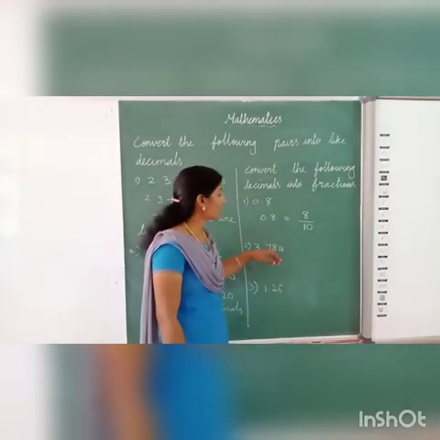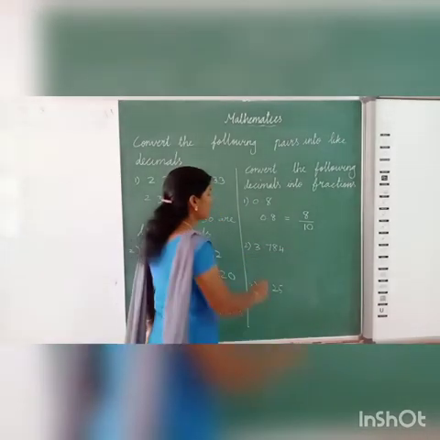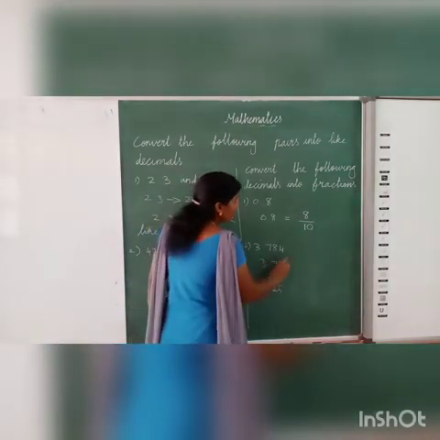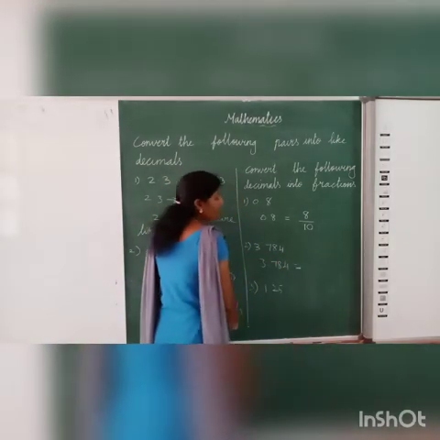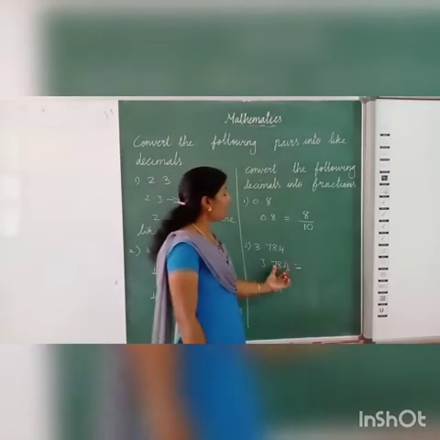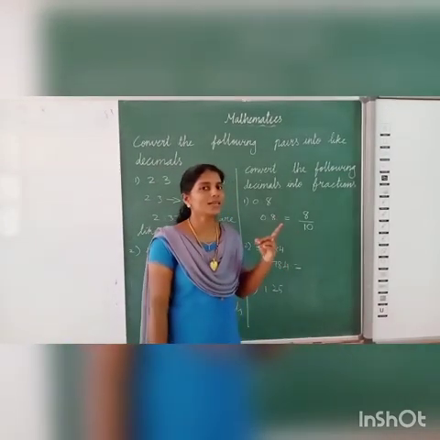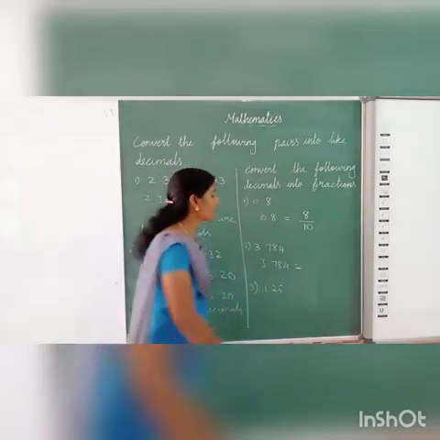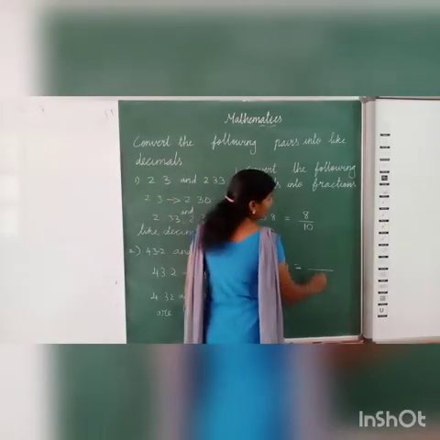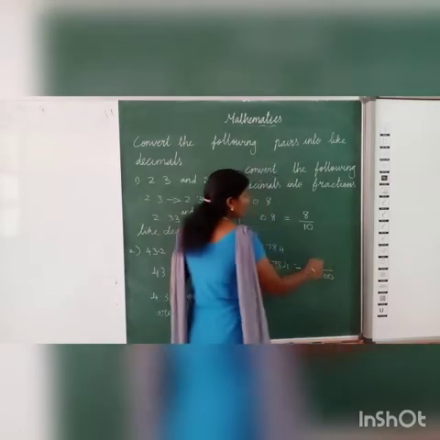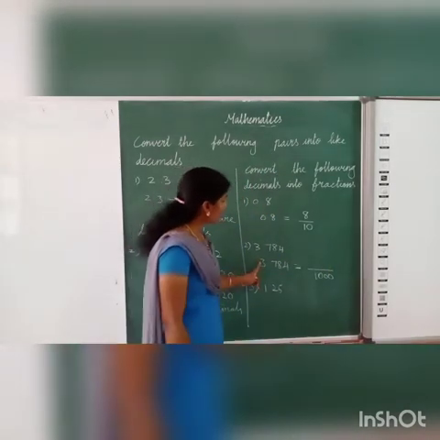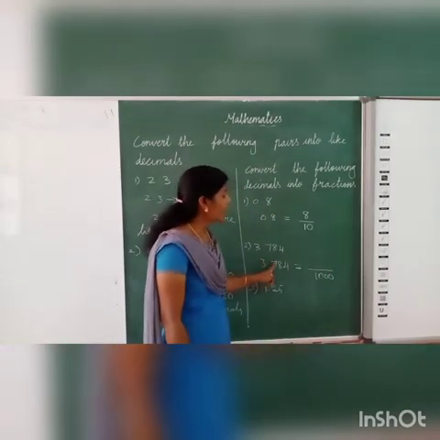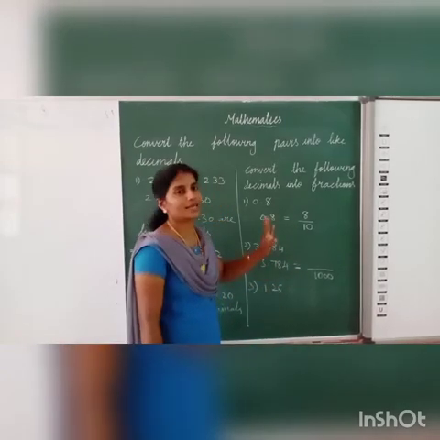Okay, now the second one, 3.784. 3.784 is equal to, now listen, after the point we have 3 digits. 3 digits means for the denominator we need 3 zeros, that is 1000, isn't it? So we divide by 1000. What is the numerator? 3784. This is the numerator, isn't it?